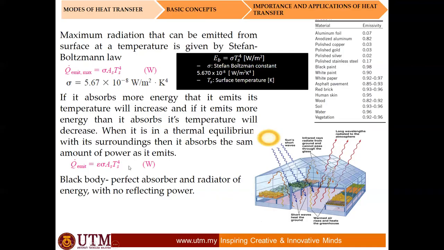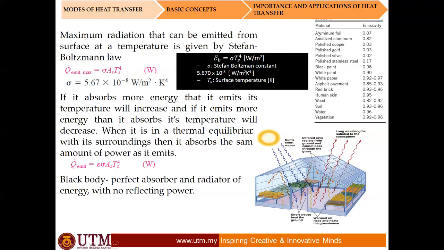If you consider the material in which the heat transfer by radiation occurs, we have this small e, which is emissivity. If you have an emissivity close to 1, you will have a high amount of absorption of radiation. You can find your emissivity here.